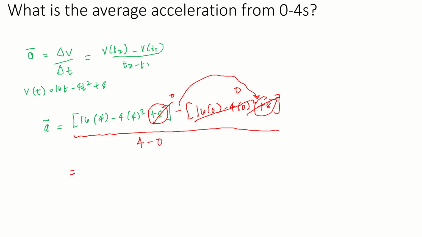So, evaluating the values, you'll have 16 times 4 minus 4 times 4 squared, which is 0 already. Divided by 4 is 0 meters per second squared. So we can say that the average acceleration is 0 meters per second squared, or basically there's no acceleration at this point. Okay, so this is the example that we had.